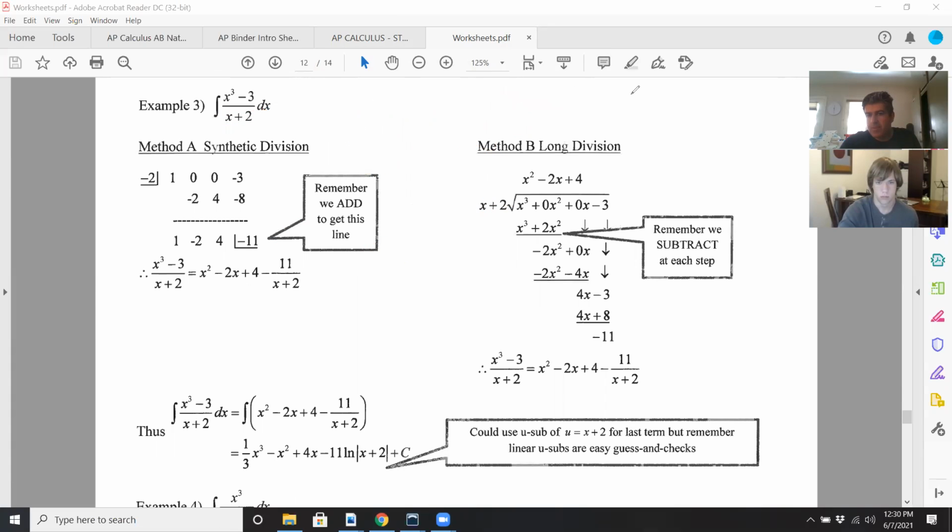Even if you go x plus 2, you're going to have another problem. Derivative of x plus 2 is 1. How do you get rid of the x cubed then? So when you see something like this, you're going to have to think to do division.